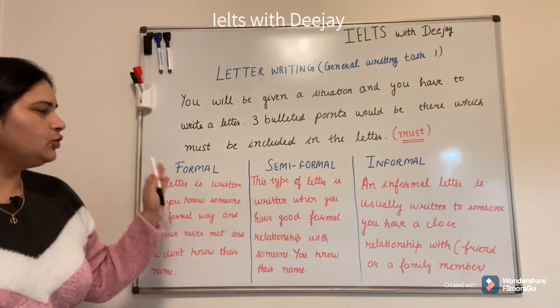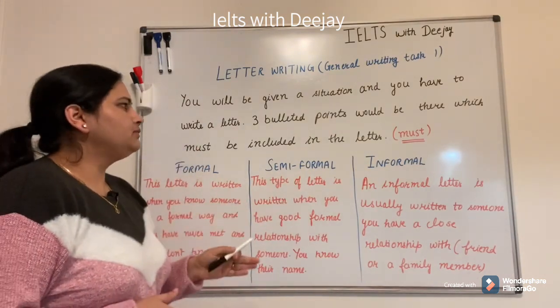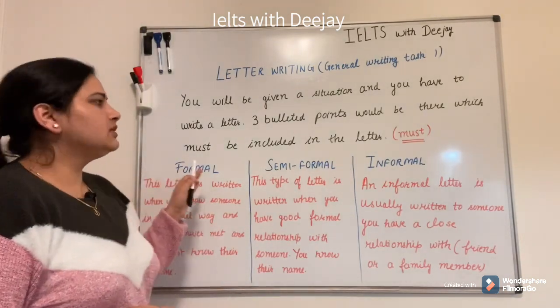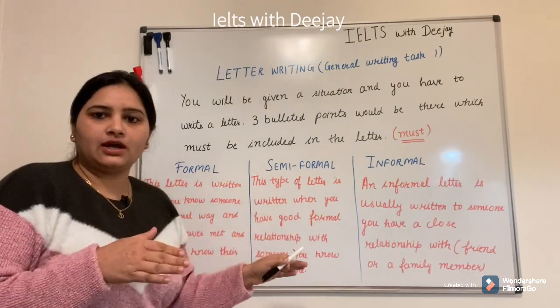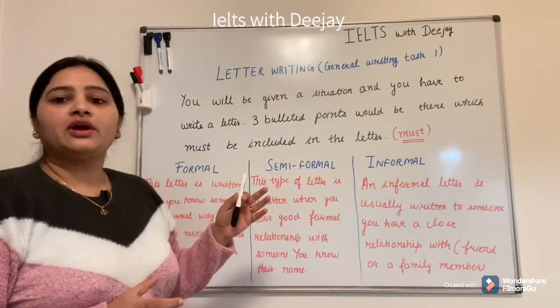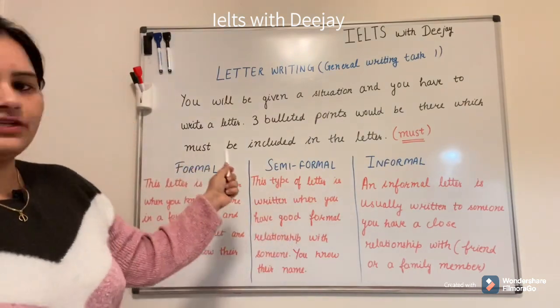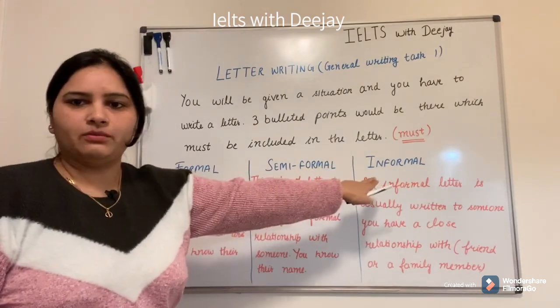In the letter task, you will be given a situation and you have to write a letter. Three bulleted points will be there, which you must include in the letter. They are kind of directions, kind of questions that you have to address. So we have 3 kinds of letters: formal, semi-formal and informal.